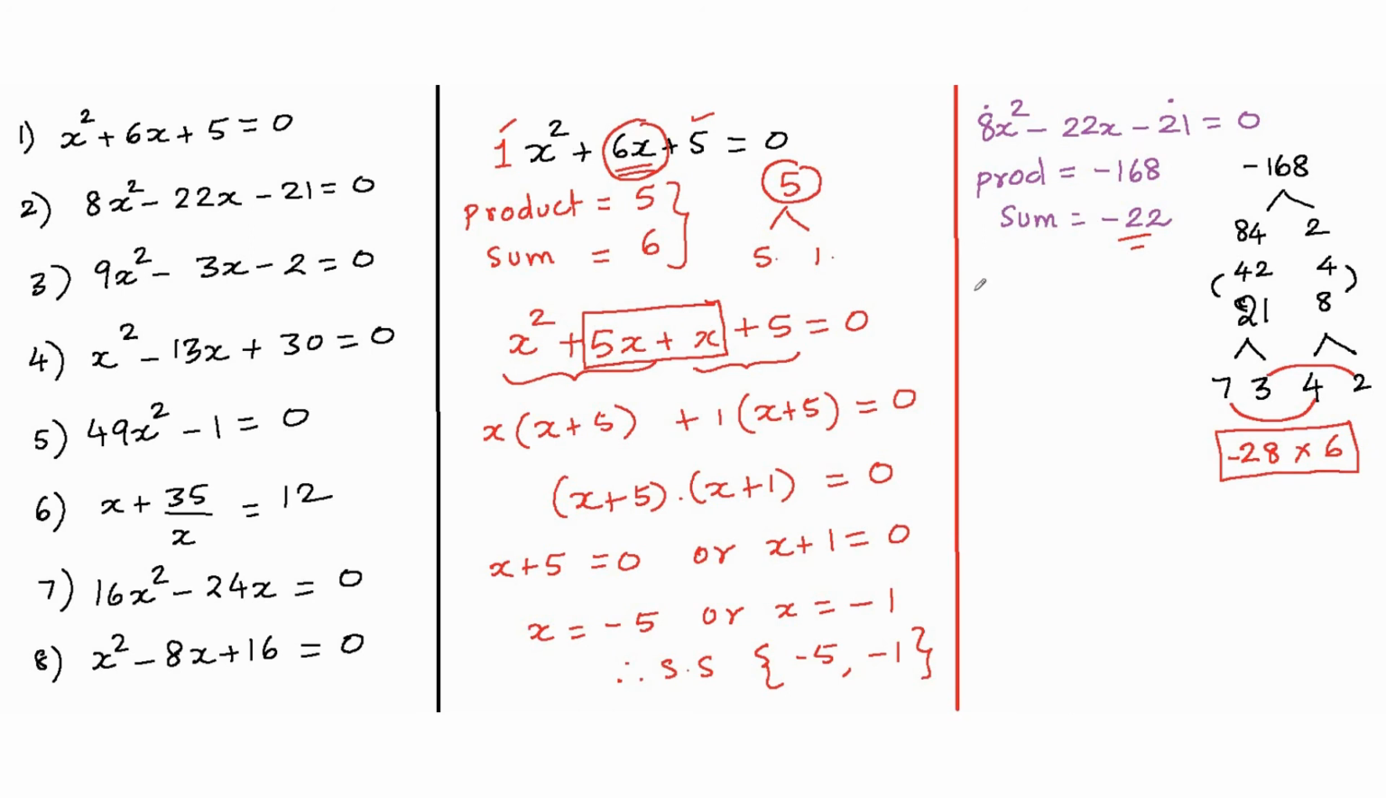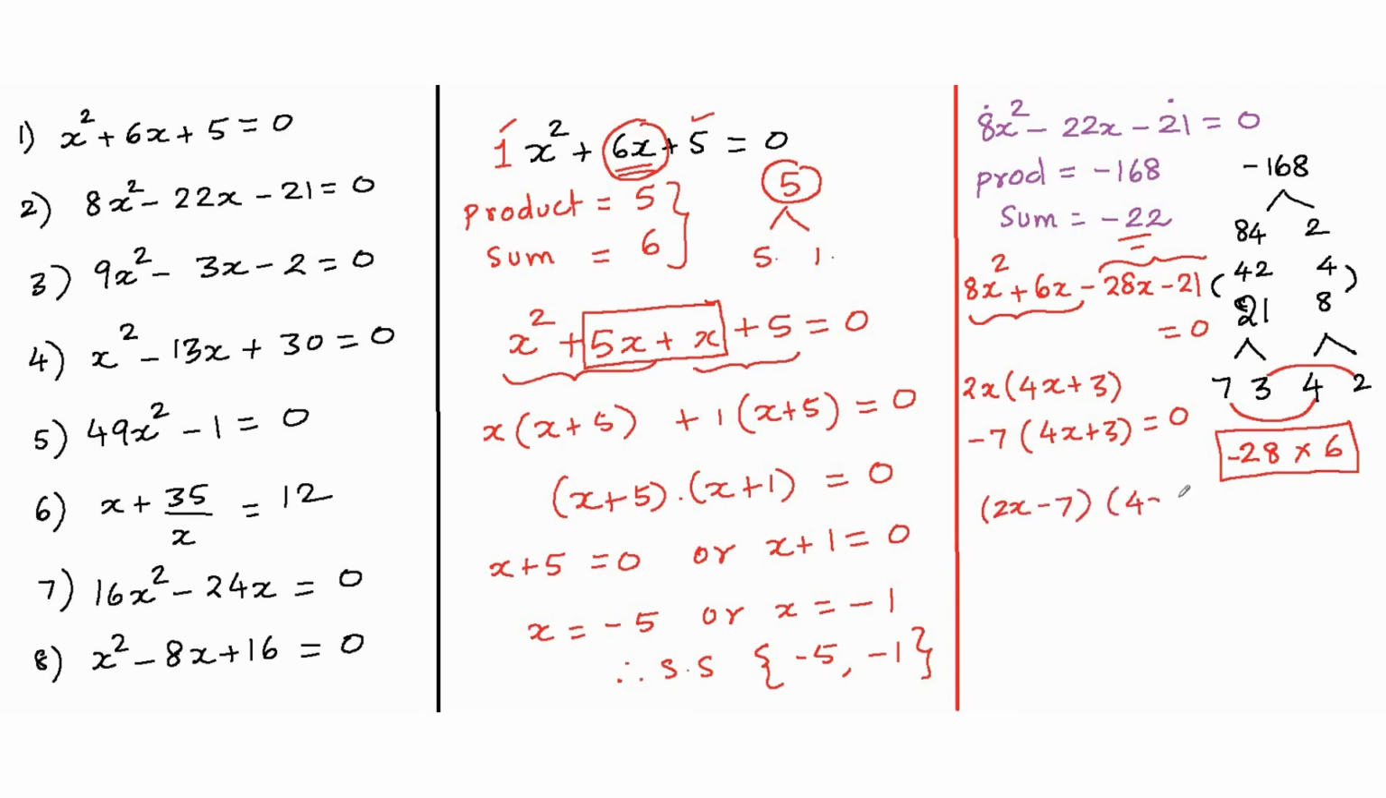So what I get here is 8x squared plus 6x minus 28x minus 21 is equal to 0. What is common in these two terms? 2x is common. And what is left inside? 4x plus 3 is left inside. From these two terms, what is common? Minus 7 is common, and 4x plus 3 is left inside, equal to 0, which means 2x minus 7 multiplied by 4x plus 3 is equal to 0.